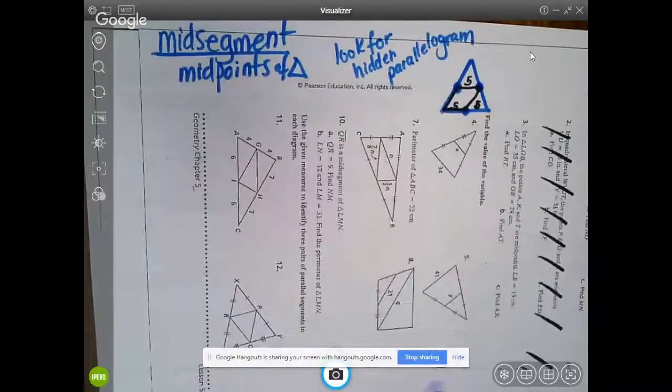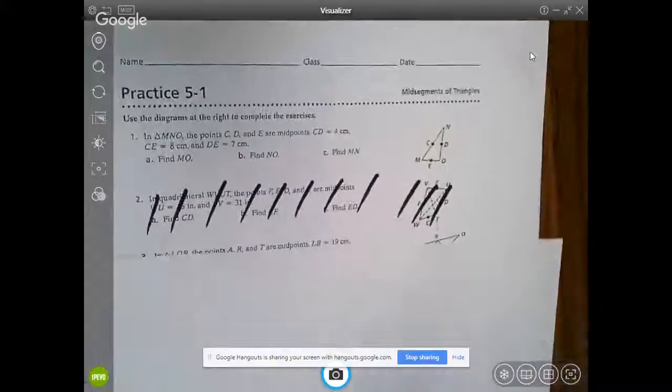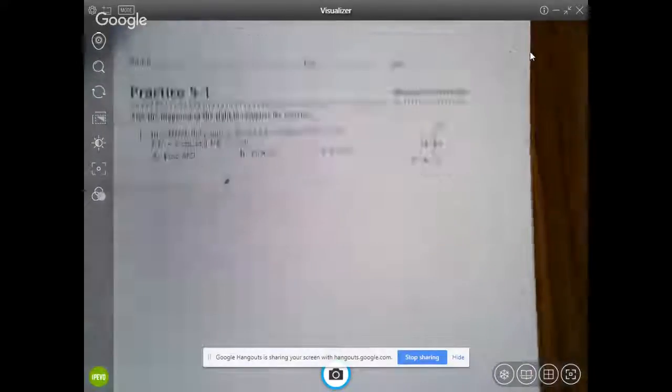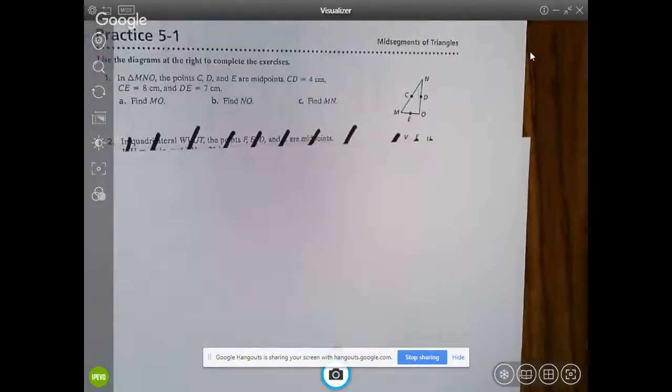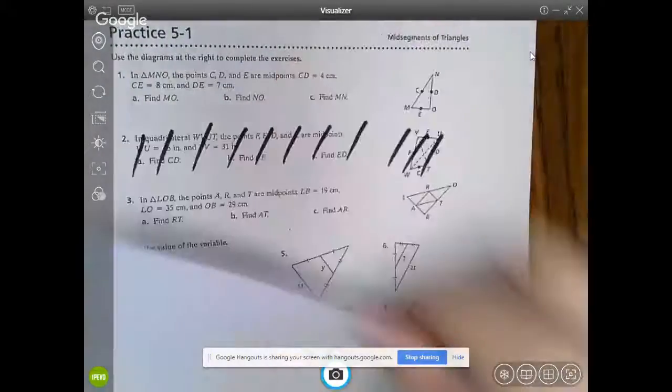All right, so let's turn our papers and look at question number 1. And I'm going to draw the picture a little bit larger so you can see it down here.